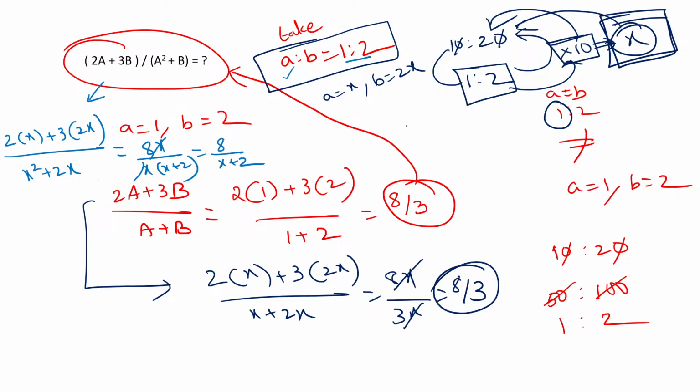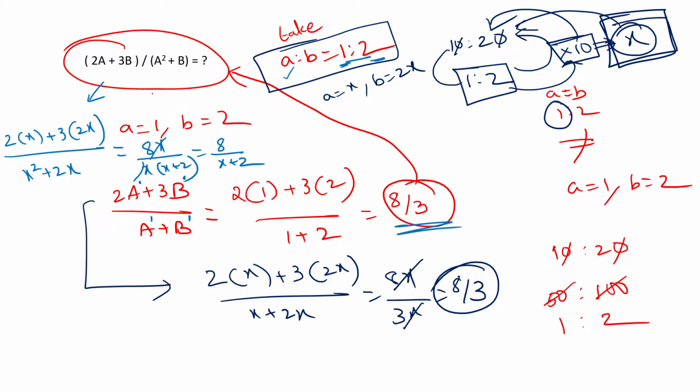as long as you are having same powers in the numerator as well as denominator. See here, a power 1, b power 1, here a power 1 and b power 1. When you are having same powers, you can take a equal to 1 and b equal to 2, and you can do the problem. It's not going to change your answer.